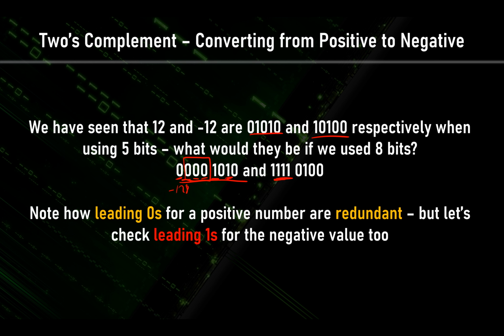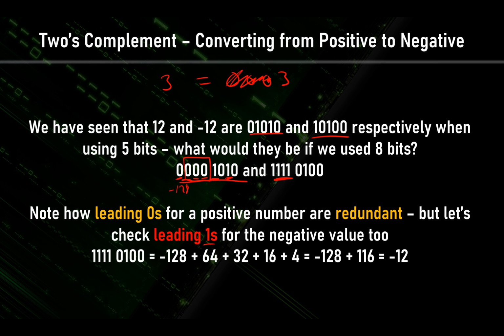Something we can say is that the leading zeros for a positive number are redundant. If you think about this in denary, let's say we have 3 in denary. Well, that's also equal to just something like this, because these leading zeros are just redundant. They have no effect. But then if we look at negative numbers, let's check the leading ones for the negative value.